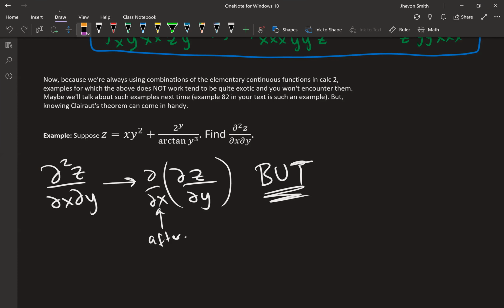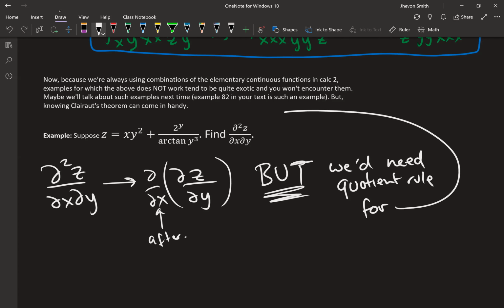However, notice that to take the derivative with respect to y, we would need the quotient rule for this term over here, and it's like, yuck, right? However, notice, I probably should have put the but down here. Could put 2 buts. Like big butts, why not? Okay, but notice we're continuous.